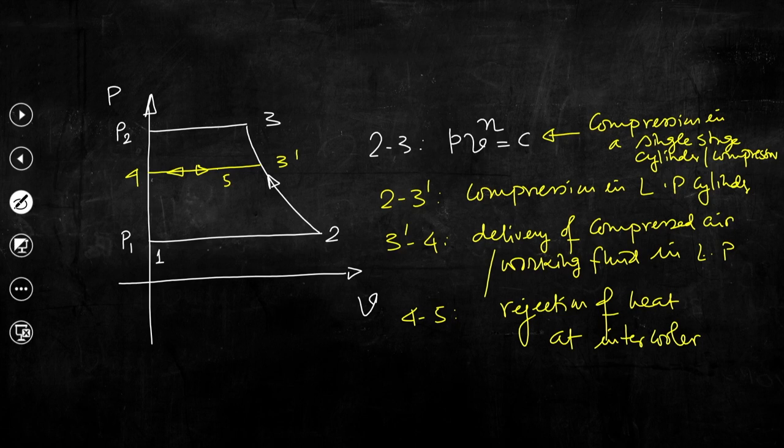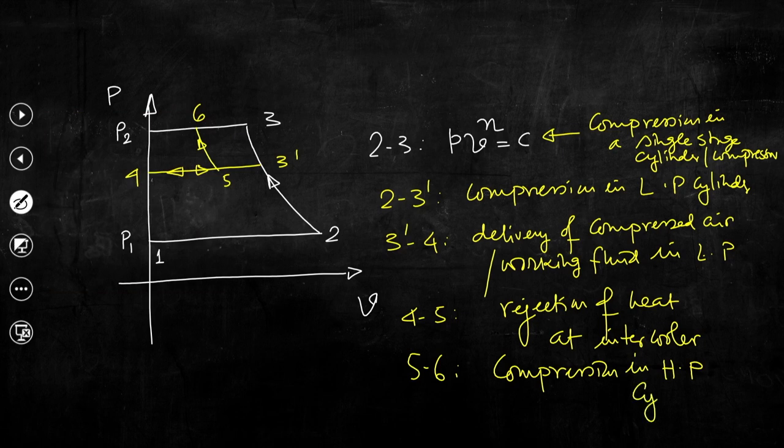And then 5 to 6, that would be compression at high pressure cylinder. This is compression in the high pressure cylinder, right. So, now these are the processes, and finally 6 to 7, that is delivery of compressed air.